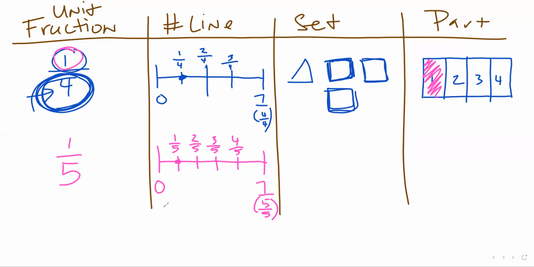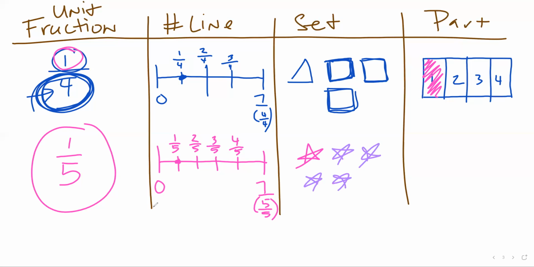Okay, now we need a set. Okay, well, let's make a set. A set means I need 5 things, but because the unit fraction is 1 out of 5, then one of those 5 things is going to be different. So I'm going to go with 1 pink star. And then I'm going to do 2, 3, 4 purple stars, which again is 1, 2, 3, 4, 5 things. That's what the denominator says. But one of them is pink.